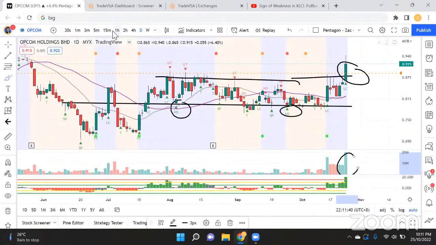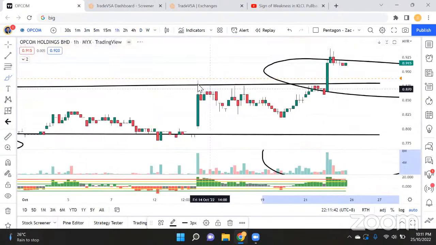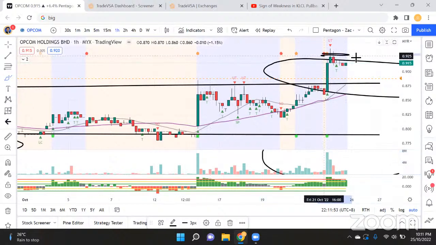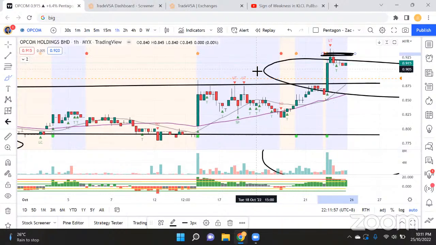Okay, again, the next thing for members: if you're really interested to follow Opcom, if you missed Opcom and want to follow again, check the hourly chart. Now the hourly chart already shows you got UT high volume. So that's why after the breakout, if you notice, the price went sideways because of this UT.